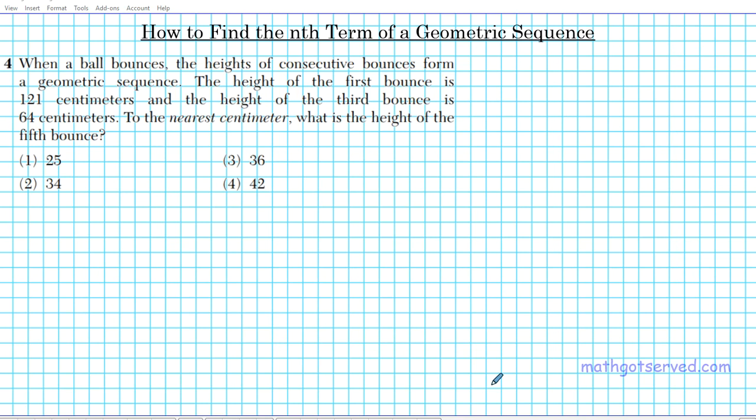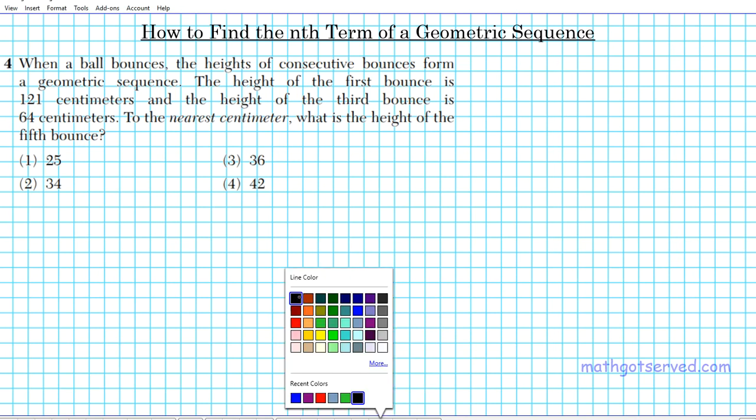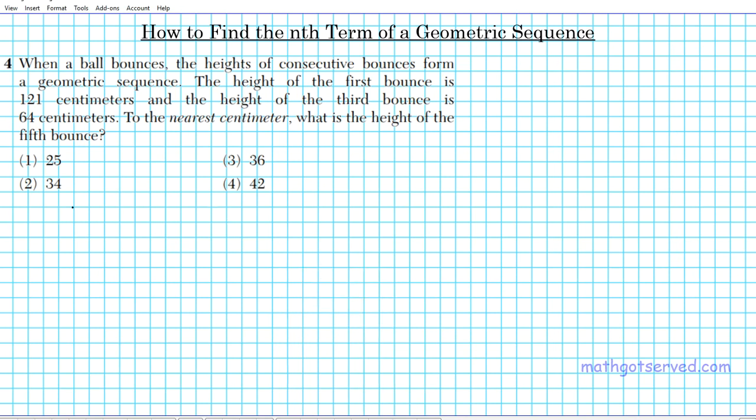Okay, so what do we have here? We have a geometric sequence. Let's go ahead and write it down. We have 121 as the first value. The second value is not known. The third value is 64. And then the fourth value is unknown. We're asked to find the fifth value.